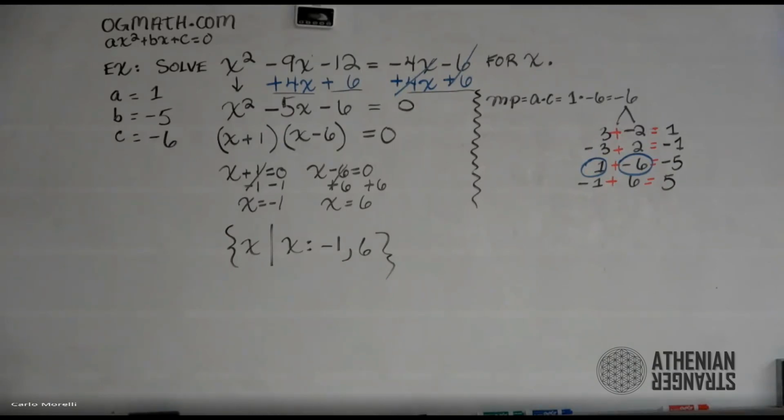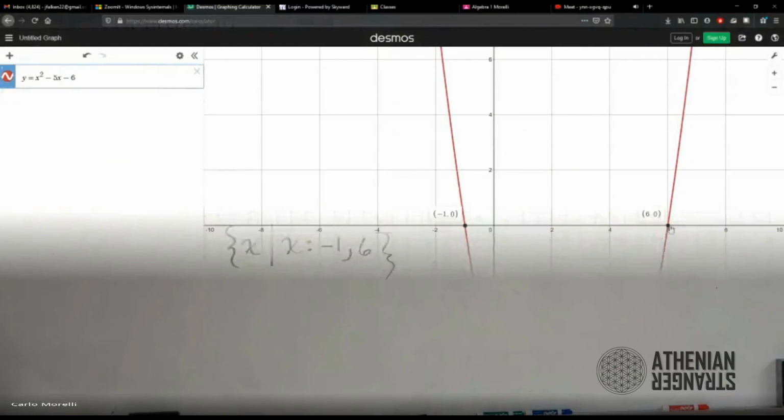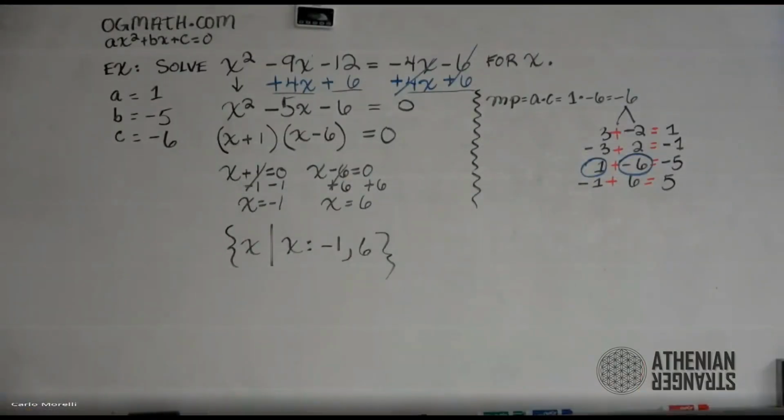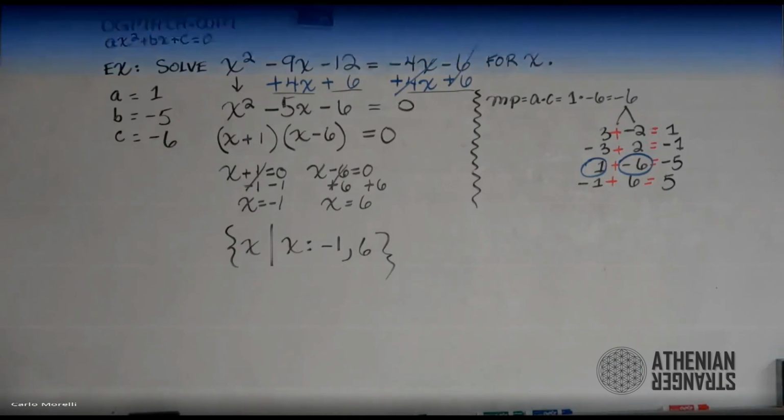So that's the correlation. It's the x-intercept of the graph that crosses in two places. That's the solution to the quadratic equation. You understand? Say it back to me. The x-intercept of the graph is the solution to the quadratic equation.